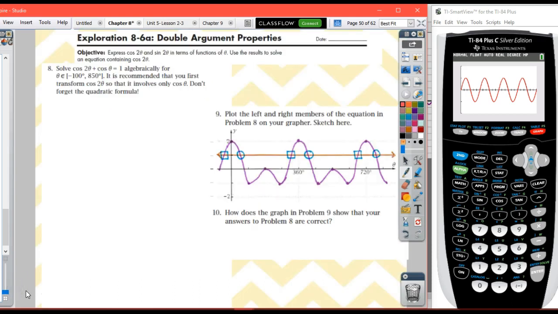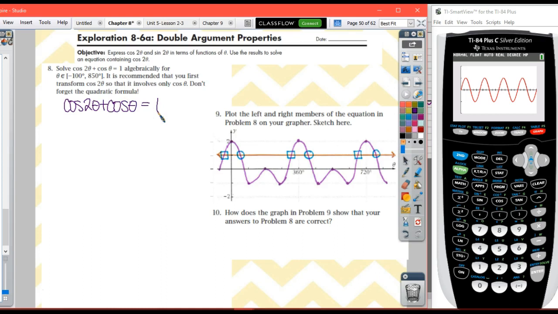Okay, so now that we have those identities discovered and on our unit circle, we're going to see how we use them. And so a common theme is we keep learning new ways to rewrite trig functions, and our reason for rewriting trig functions is to be able to solve equations easier. And so we are going to solve the equation cosine of 2 theta plus cosine of theta, and we're going to find where that equals 1.